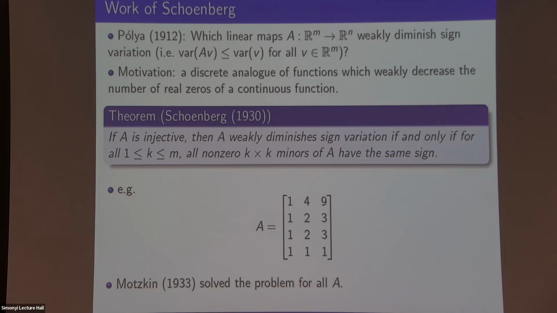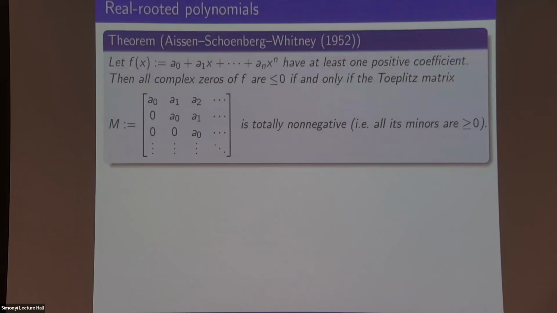And just to mention that Motzkin in his PhD thesis solved this problem for non-injective transformations as well. And Schönberg and his students and collaborators went on to prove a lot of important results in this area. So one of them is called the Aissen-Schoenberg-Whitney theorem, which is about real-rooted polynomials.